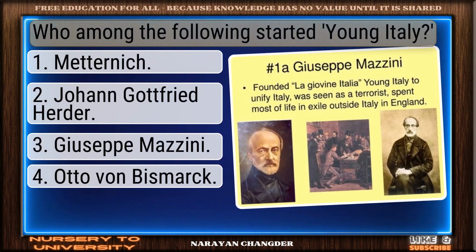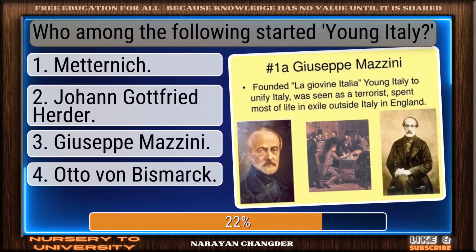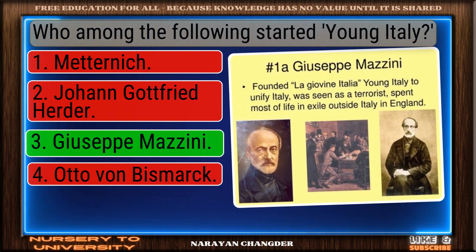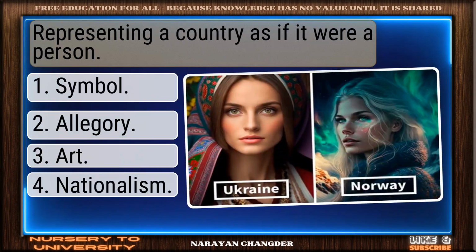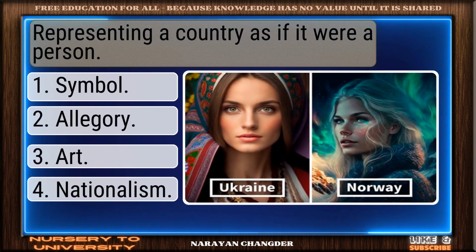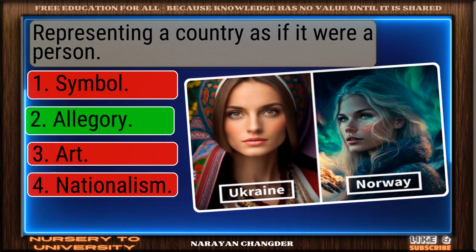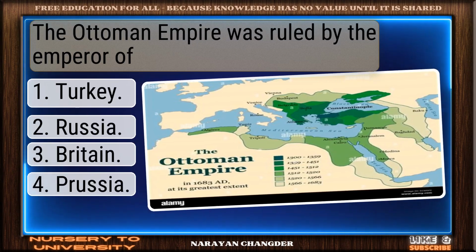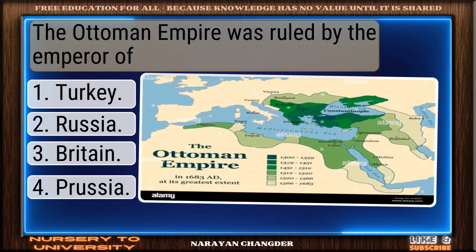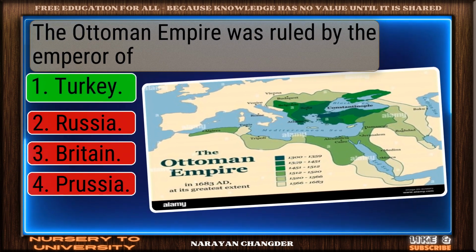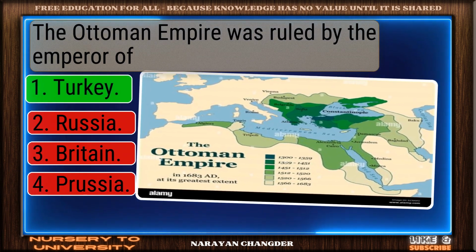Who among the following started Young Italy? Exactly. Giuseppe Mazzini makes sense. Representing a country as if it were a person. Perfect. Allegory is the one. The Ottoman Empire was ruled by the Emperor of. Correct response. Turkey is accurate.